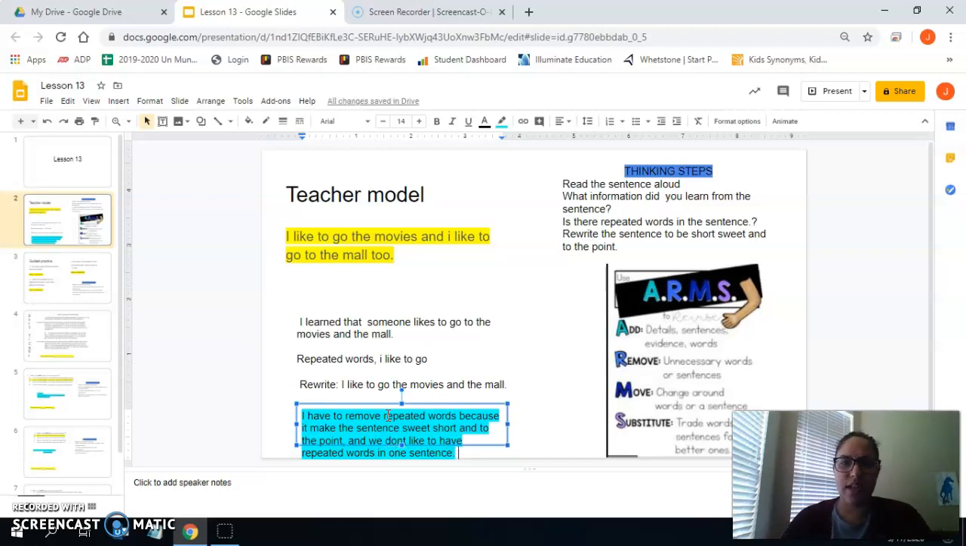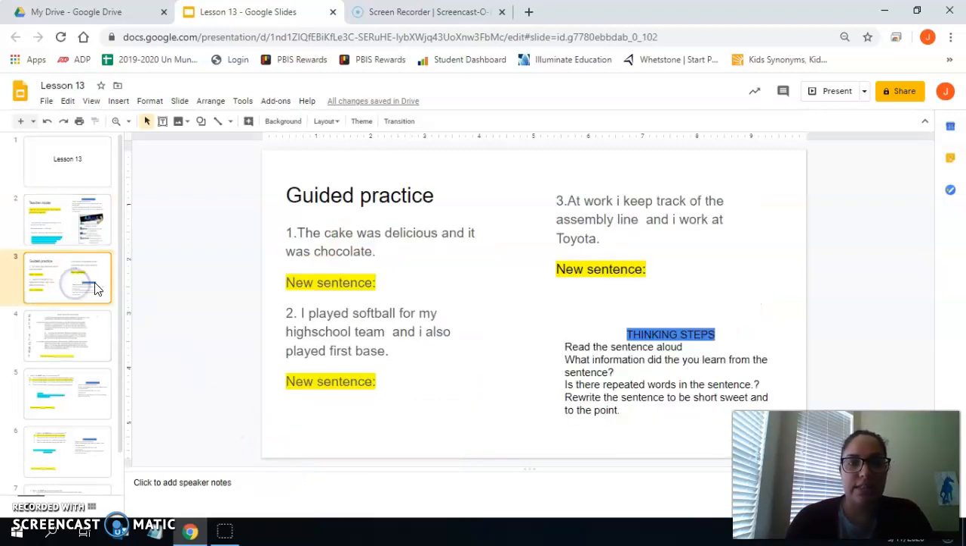You don't want to have I like to go saying the same thing. You can combine that one thought and then put the two actions together. So for your guided practice today, you're going to read the two sentences or one sentence and make a new sentence. Remember, think about your thinking steps. You read the sentence. What information is it telling you? Are there repeated words? And then you're going to rewrite it to be short, sweet, and to the point. Sometimes you may remove some words. Sometimes you may just move around some words or add some words.